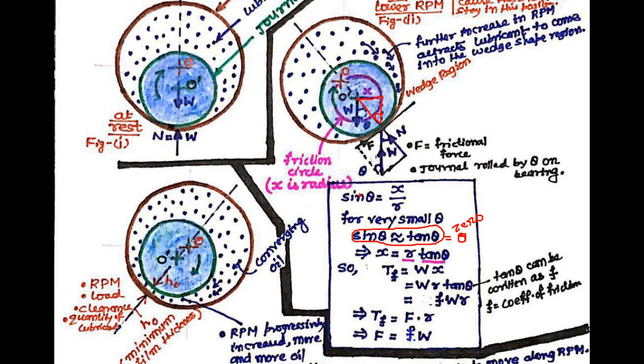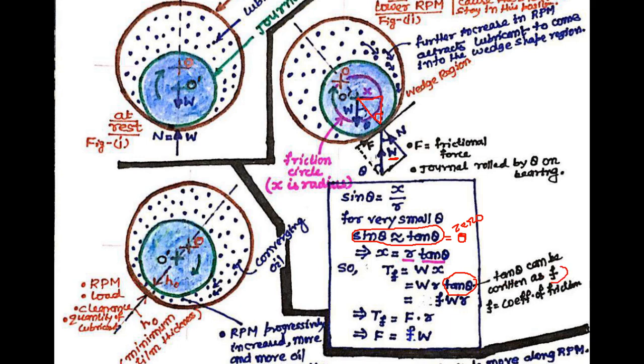Now we can replace this sin theta by tan theta, so x becomes r tan theta. This is the radius of this friction circle. So the frictional torque Tf will be load into distance, so W into x, because here the resultant load is W. So Tf equals W into x, so we can write W r tan theta.